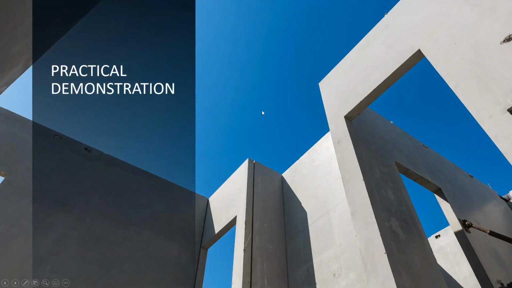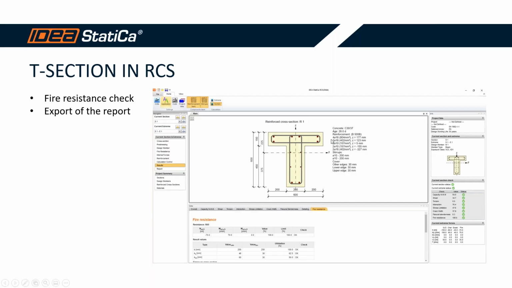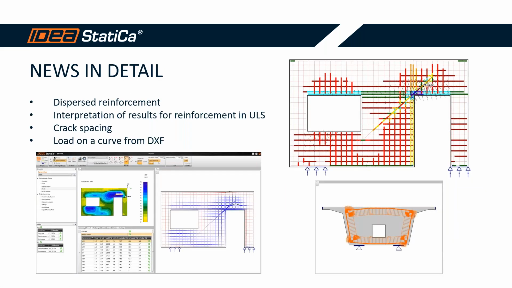So let's go into the practical demonstration. The first example will be an example of a T-section in RCS, where we show the fire resistance check and the new export options. And then we go into IDEA Statica detail and show all the new features on a wall example.